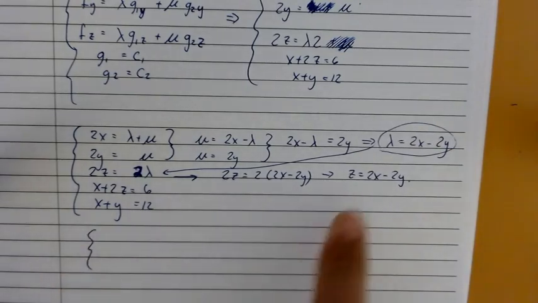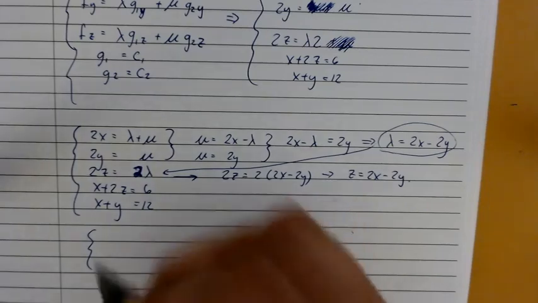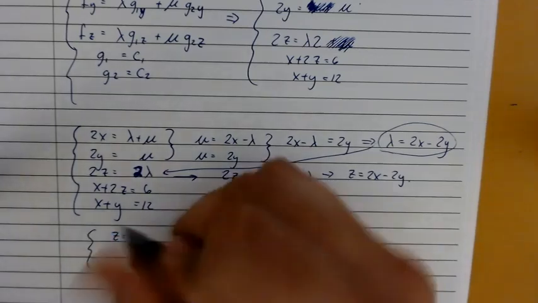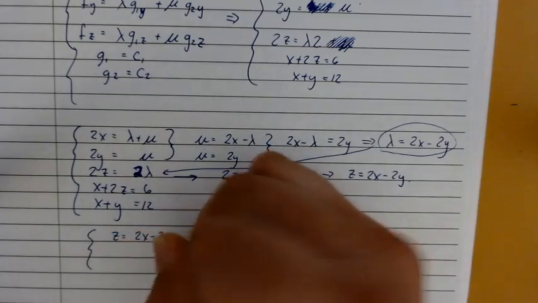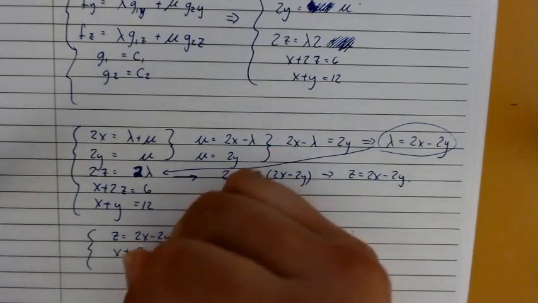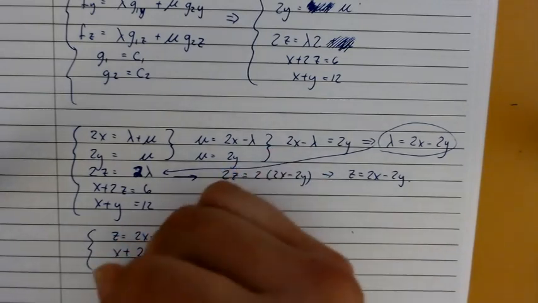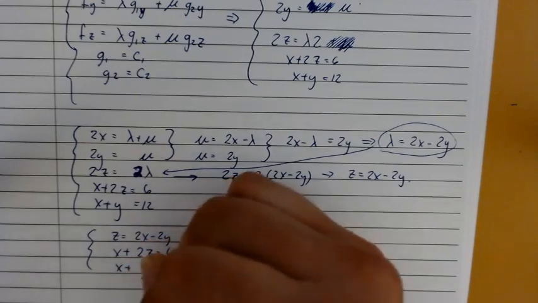So now, let's rewrite some stuff here. I now have a smaller system of equations. I have z is equal to 2x minus 2y. I have x plus 2z equals 6. And I have x plus y equals 12.